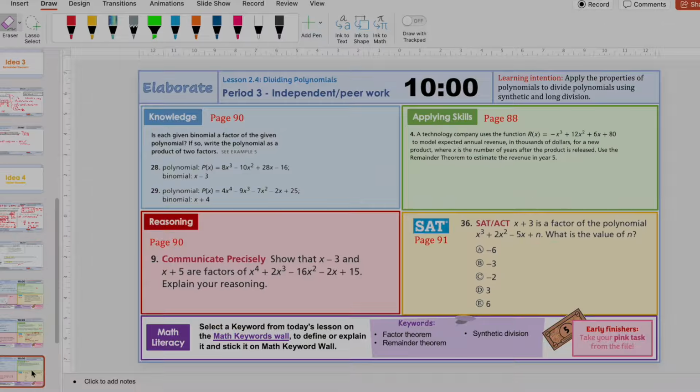What else? Here they're asking, show that these are factors of this one. Just use the remainder theorem. One time substitute by 3, one time by -5, and see which one is the factor and which one is not.